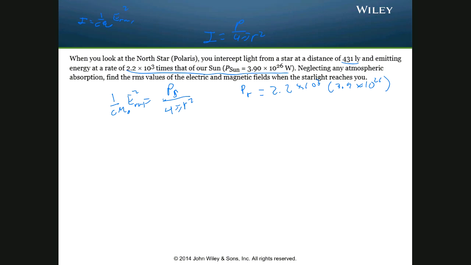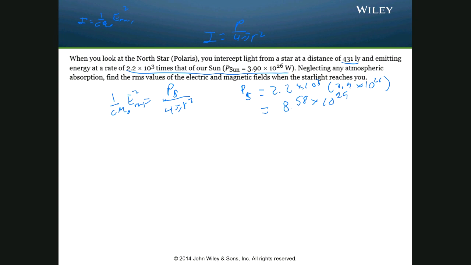So we multiply our 2.2 times 10 to the 3 times the power of the sun. That's the power of Polaris, the North Star. That's the source power, right? And so we can do that. 2.2 times 3.9, so it's basically 4 times 2, so it's going to be around 8. It's 8.58 times 10 to the 29th.